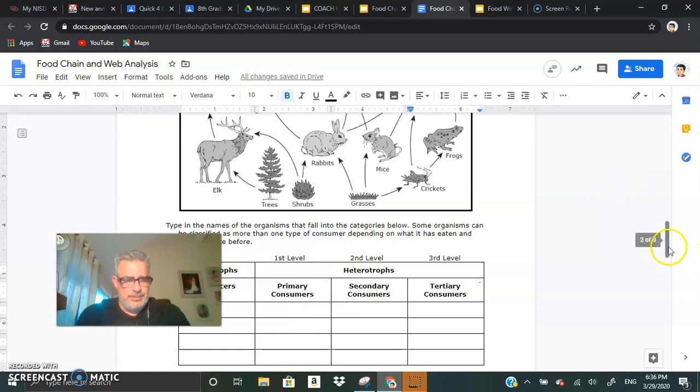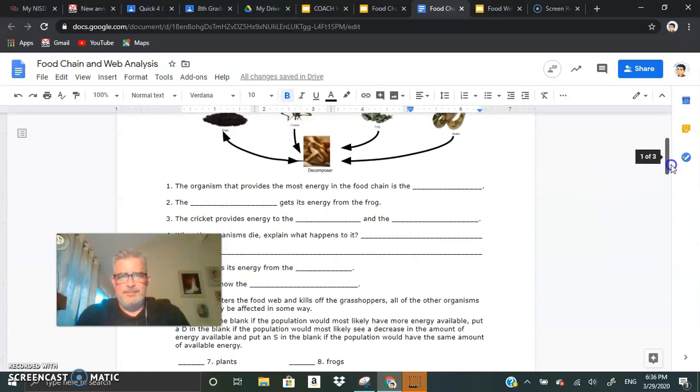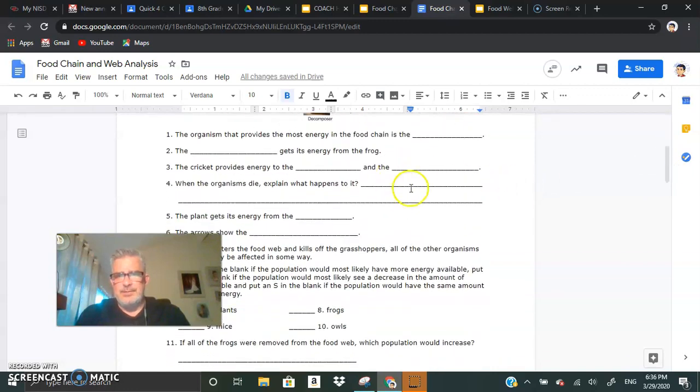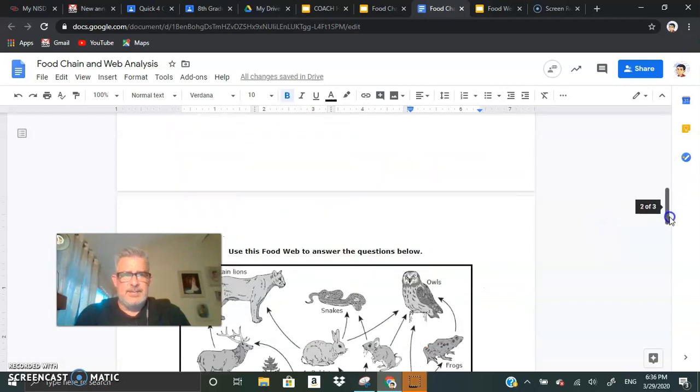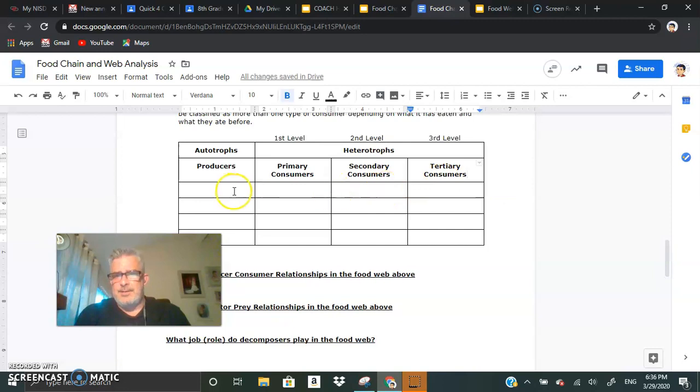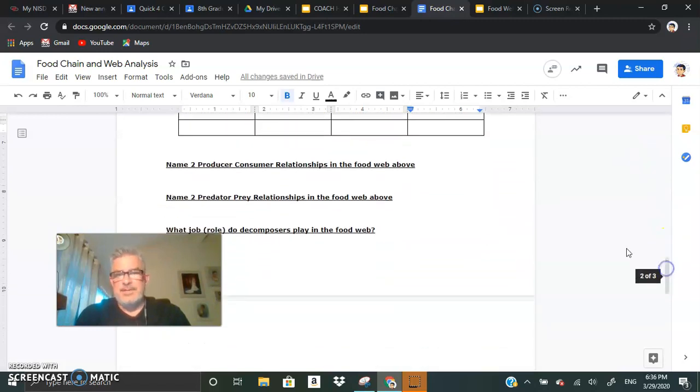So this is the worksheet that you'll get. You'll have your own copy. You've got a food chain right there, and then you've got some questions. So all you're going to do is just type in your answers in there. And then the second page is about this food web. So here you're going to type in all the producers that you see, the primary consumers, secondary consumers, and tertiary consumers. And then this is kind of looking forward to next week.